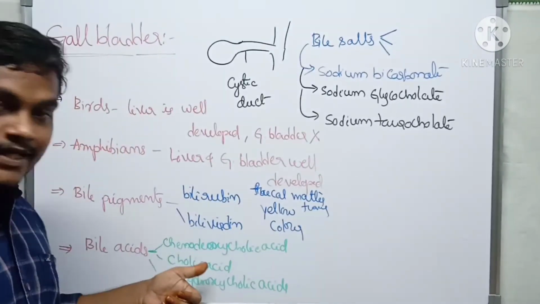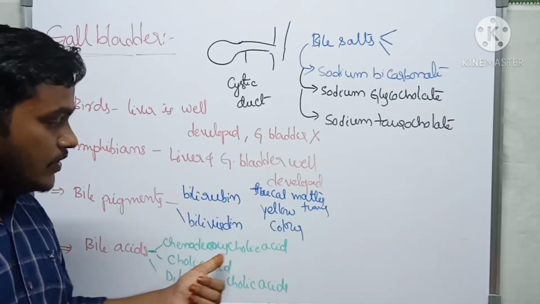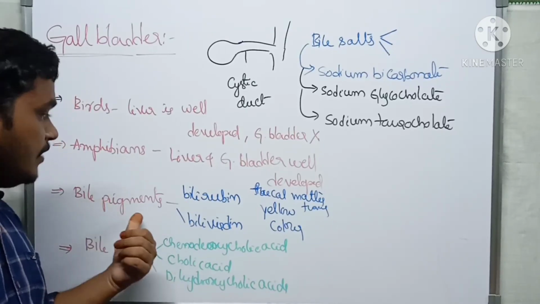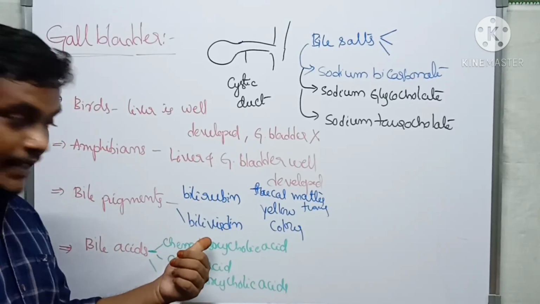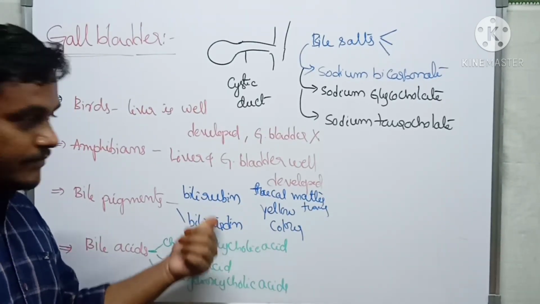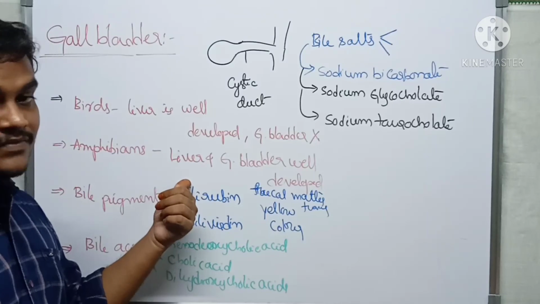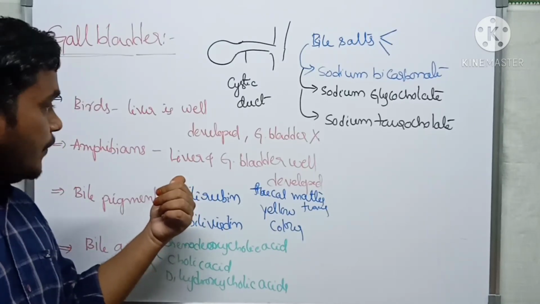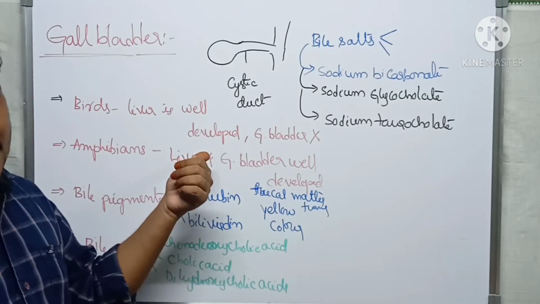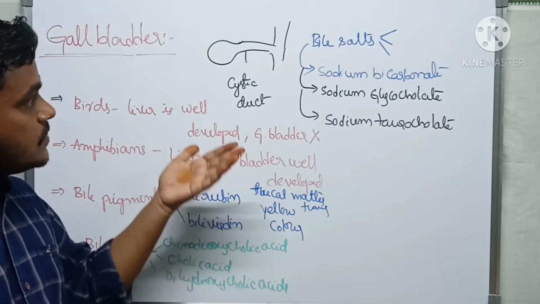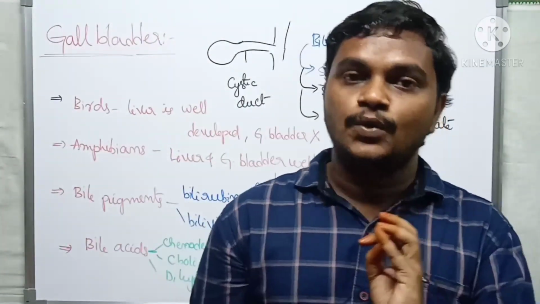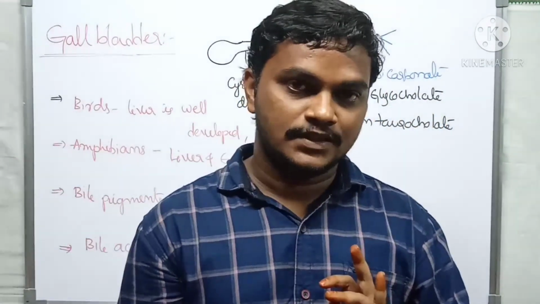But bile acids are chenodeoxycholic acid, cholic acid, dihydroxycholic acid. Then bile pigments are bilirubin and biliverdin, and fecal matter turns yellow because of these bile pigments. In amphibians the liver and gallbladder are both well developed. Birds have a well developed liver, but the gallbladder is absent. In some sharks also the gallbladder is absent. So this is all about liver anatomy and also gallbladder anatomy.